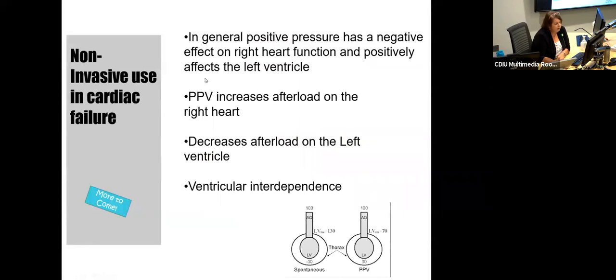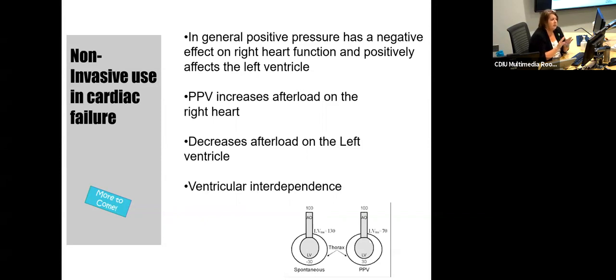So in general, this is the technical piece, and I'm going to try and explain it as simply as I can. In general, positive pressure has a negative effect on right heart function and positively affects the left ventricle. Positive pressure of any sort impedes venous return. It increases afterload on the right side of the heart. I think everybody's very familiar with that mechanism. On the other hand, it decreases afterload on the left ventricle. So it affects preload. It also affects afterload.